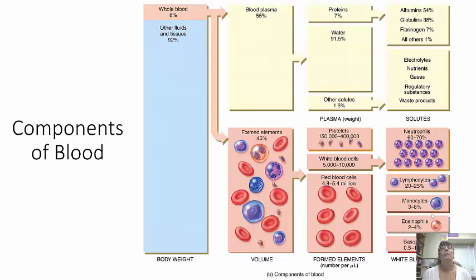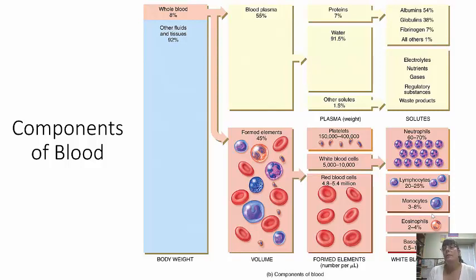So blood is made up of plasma and formed elements. Plasma is about 55% of it, and the formed elements are about 45% of it. Breaking down the plasma, you have about 91% water, so most of it is water, but then you have some proteins and other solids in there as well. Among the proteins, we have things like albumin and globulin and fibrinogen, and then the other solids, we have electrolytes, nutrients, gases, of course, waste products, and other regulatory substances.